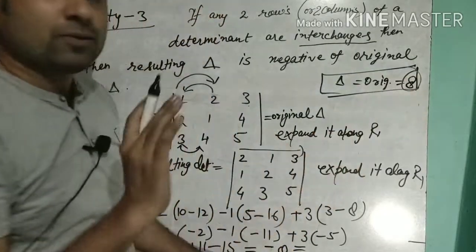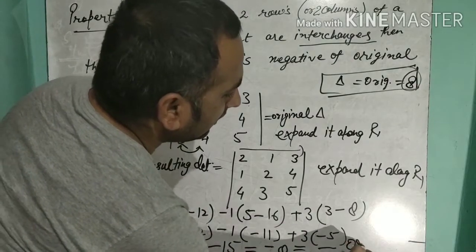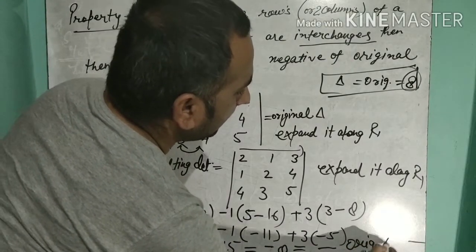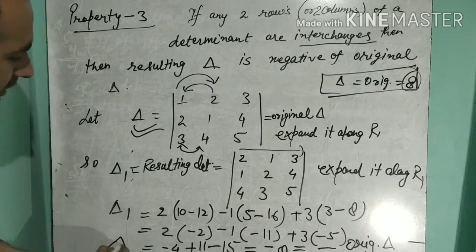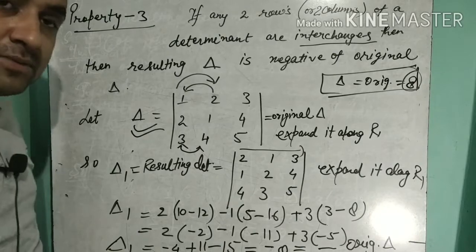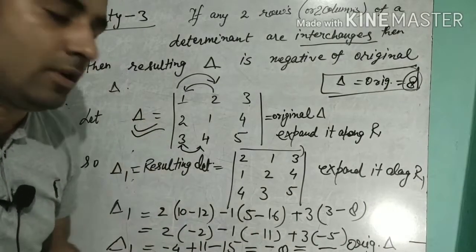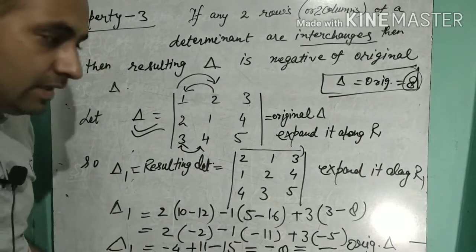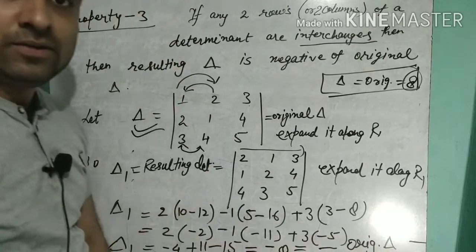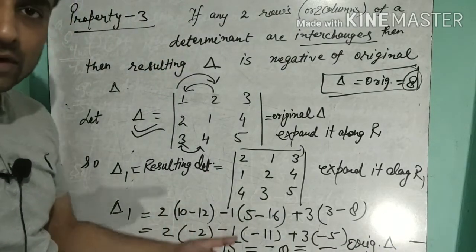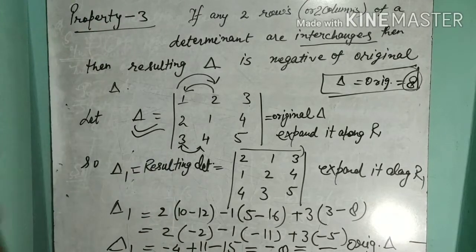The 8 is what? It's your original determinant. So this will give you what? The negative of the original determinant. This is the relationship. What is the relationship? The relationship is that after you interchange any two rows or any two columns, the resulting determinant is the negative of the original determinant.